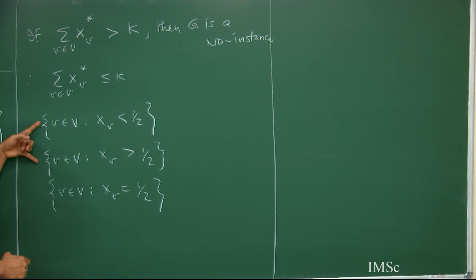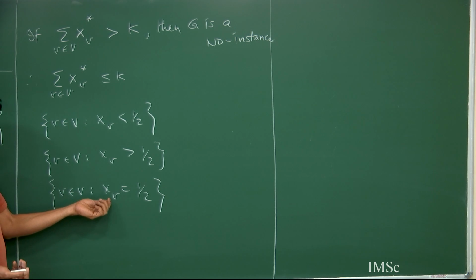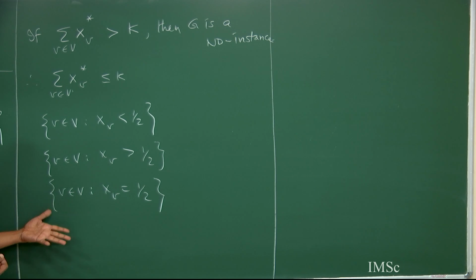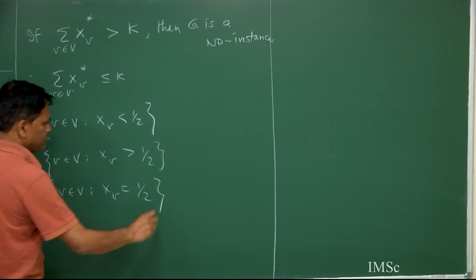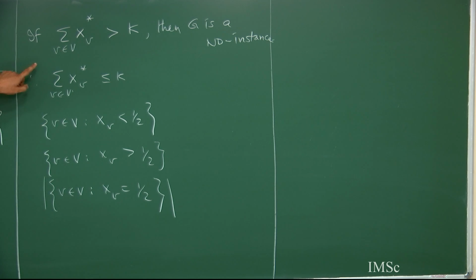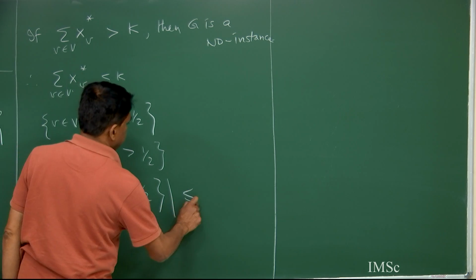Suppose these two sets are non-empty. So everybody in your optimum LP solution put the variable value to be equal to half, or actually even without it. How many vertices are here? Can you give me an upper bound for this? Given this, how many vertices can there be here? At most 2k, right? Because the total sum is at most k, so exactly equal to half is at most 2k.